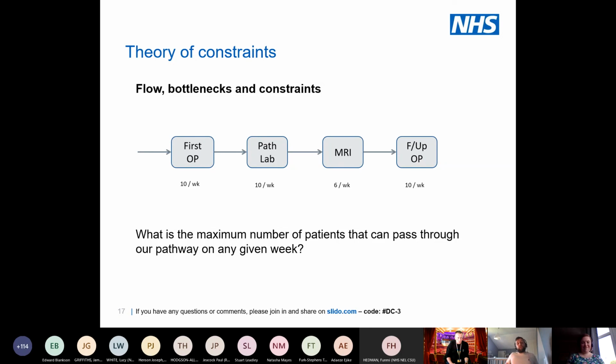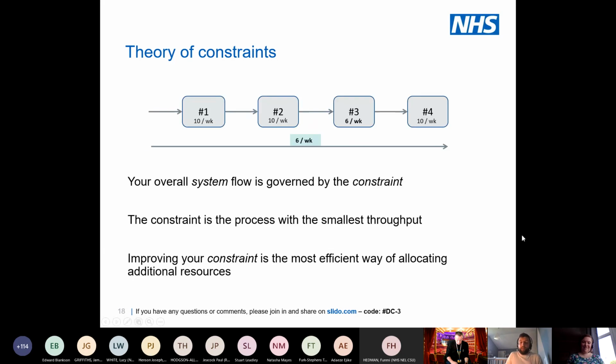The rhetorical question that we've got there is, what is the maximum number of patients that can pass through our pathway on any given week? And the answer is 6. So you're limited. Your entire system flow is governed by your constraint. So even though you're working really hard in your first outpatient appointment, pushing 10 patients through per week, you've got that rate limiting factor in the MRI at 6 patients per week. That's the expected system flow for this pathway.